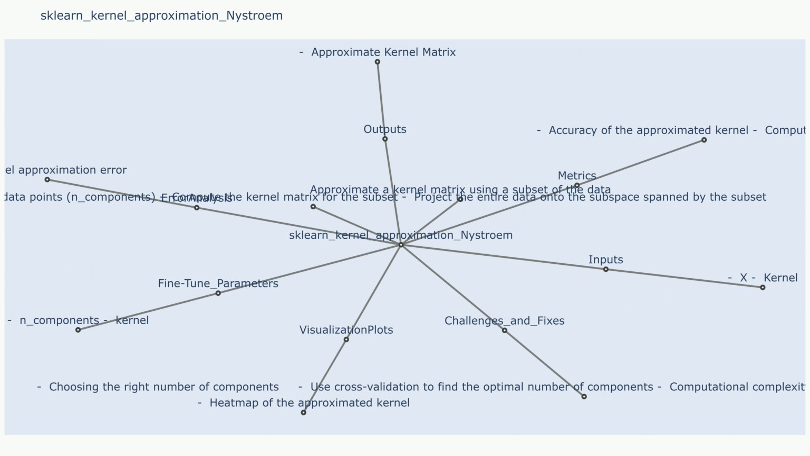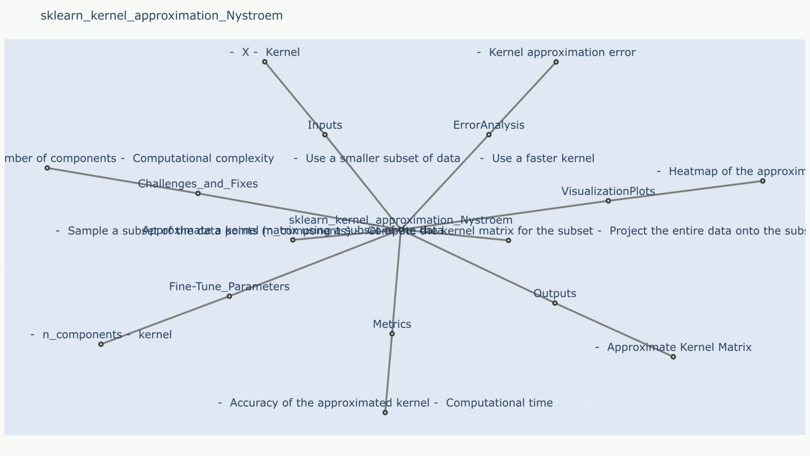Metrics: accuracy. Evaluate the performance of the Nystroem method in approximating the kernel matrix. This can be assessed by comparing the approximated kernel matrix with the full kernel matrix, if feasible, using metrics like mean squared error. Computational efficiency: measure the time taken to compute the approximate feature map using the Nystroem method compared to the time taken to compute the full kernel matrix.